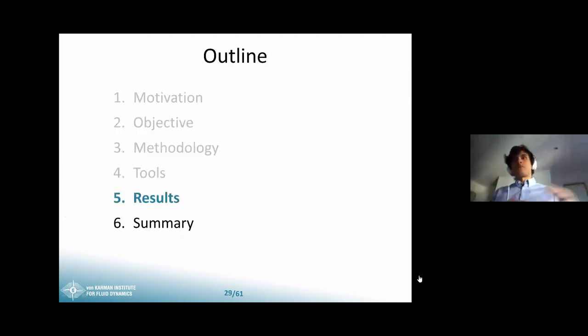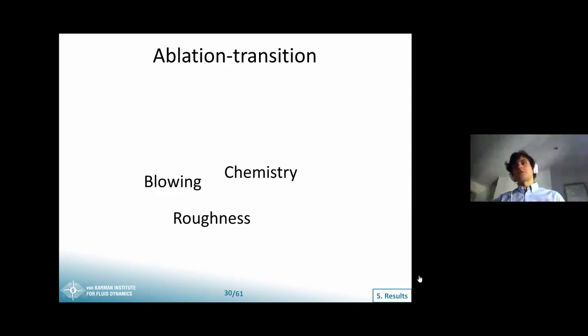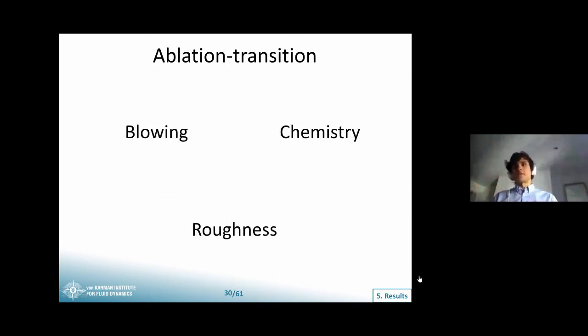Okay, so that's why we're doing it, how we're doing it. Now let's look at what we've actually done. So looking at the results, as we said, in ablation transition problems, we are concerned of how ablation affects three key factors, which are the surface roughness, the chemistry that occurs, and the blowing of pyrolysis gases.